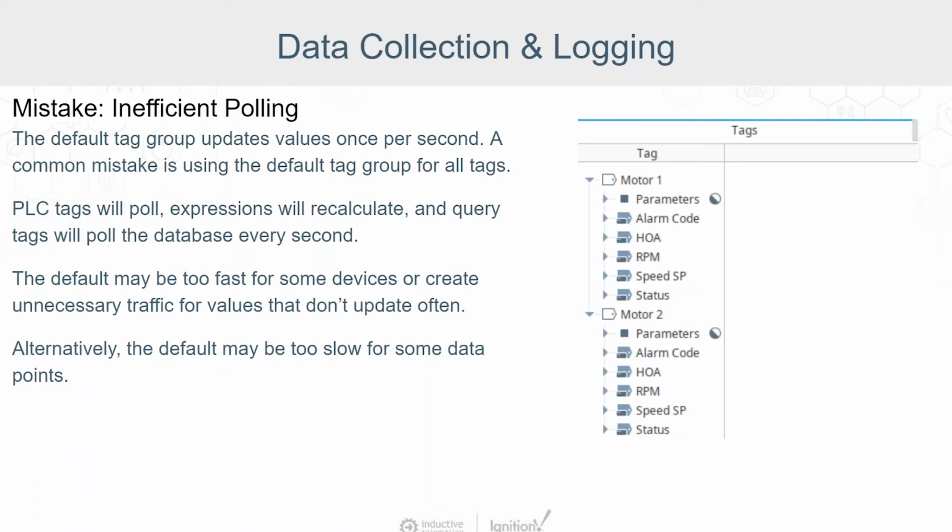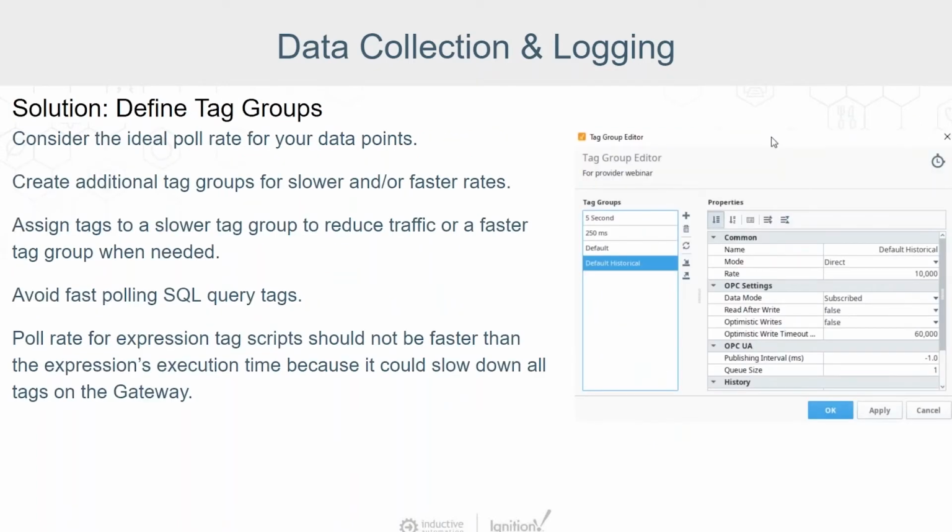Polling too often can slow down your system and waste server space. Now, not polling enough runs the risk of not collecting important data and therefore misrepresenting the efficiency of operations. It's important to understand the scope of your project early on to determine which information needs to be gathered and how frequently. The solution is tag groups.